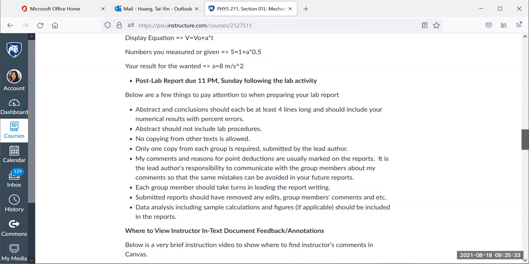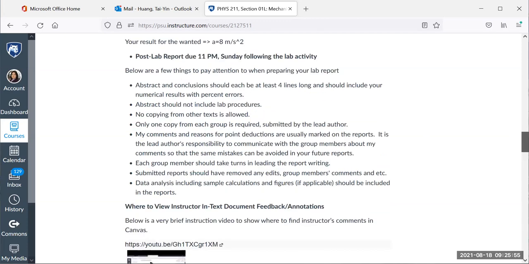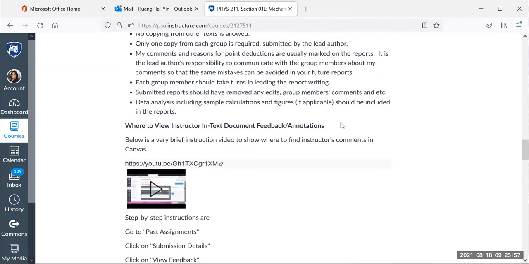To Canvas. And here are a few things to pay attention to when you prepare your lab report. You can read this, and if you have a question, of course, we can discuss your questions in the lab. But these are the things that you need to pay attention to when you prepare your lab report. I'm not going to read it out loud. You should spend time and read them. And everything will be in electronic format.